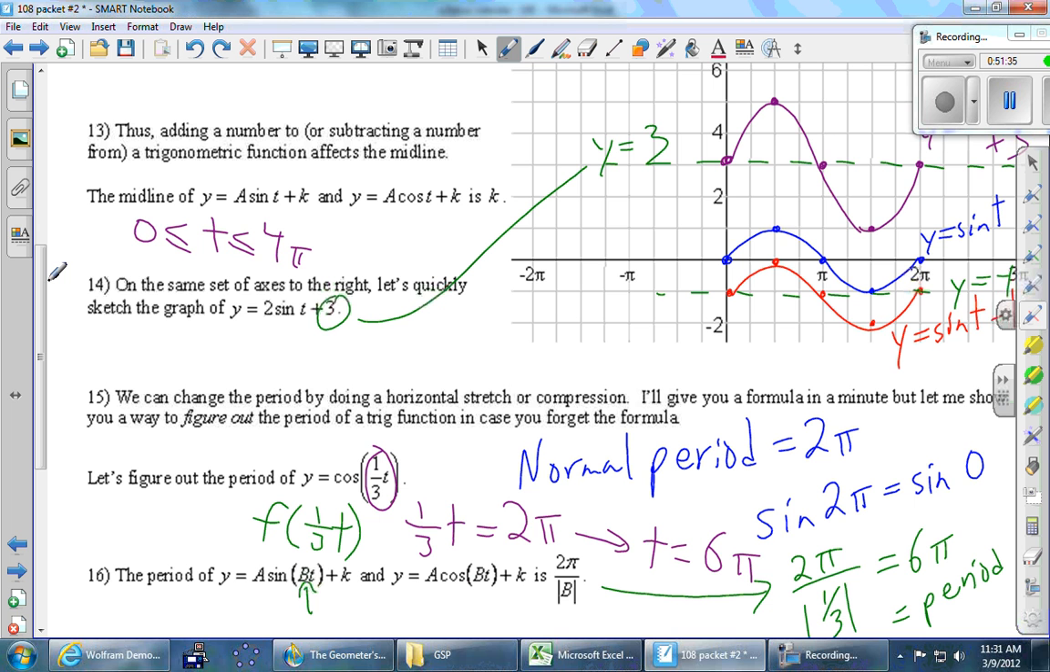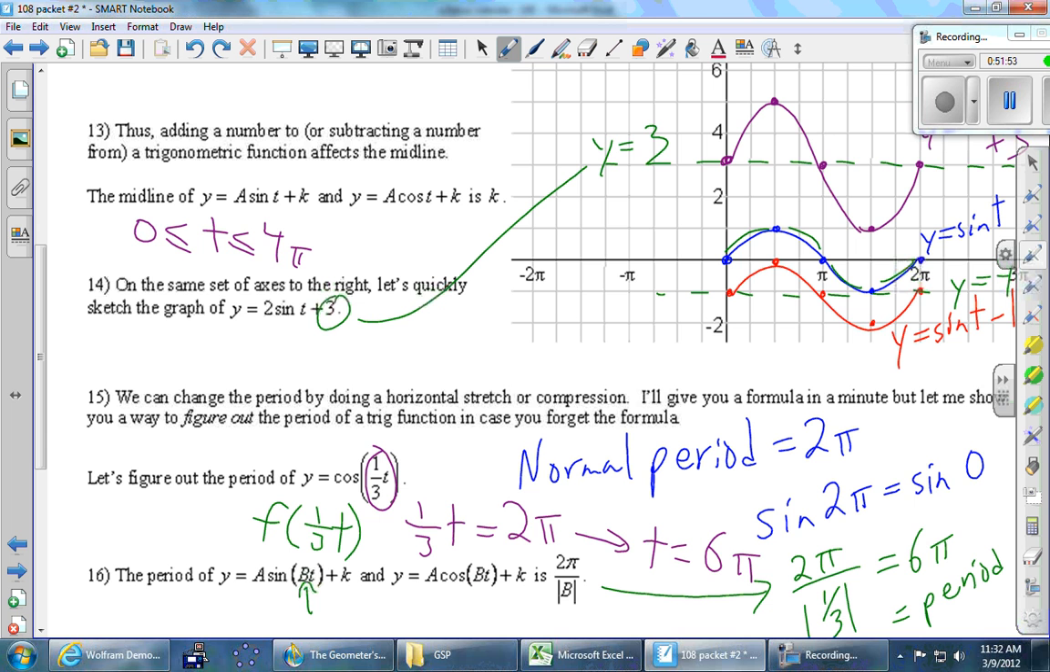Is it 4 pieces? I have 5 dots up there, right? But really, how many pieces does that graph have? It's got 1, 2, 3, and 4, right? 5 dots, but 4 pieces to the graph. How do you see those 4 pieces in your unit circle? Those are the 4 quadrants.